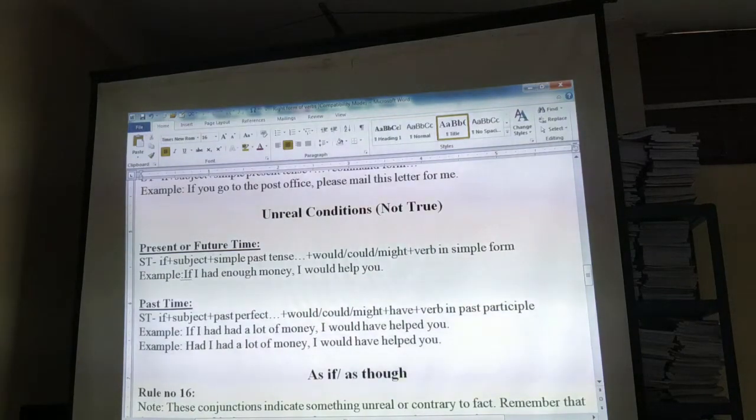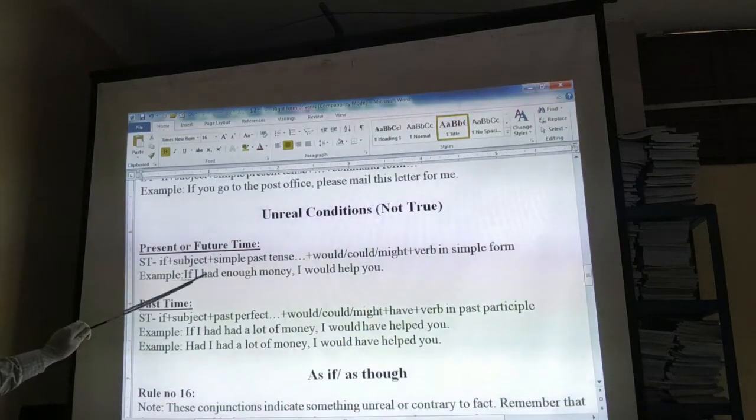See, in unreal conditions, you will see two types of sentences. Present or future time, and past time. Now we will go for the next, the past time. I think this one is clear to you. If I had enough money, I would help you.